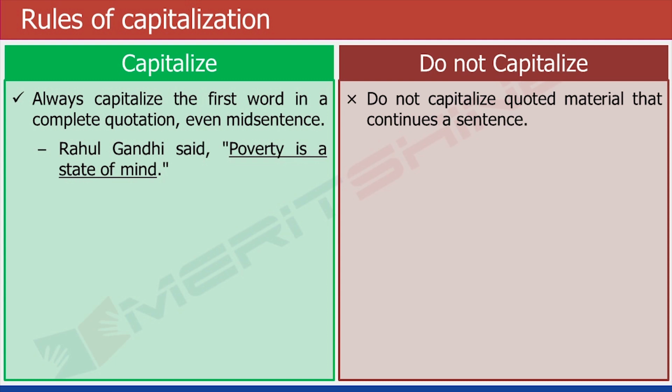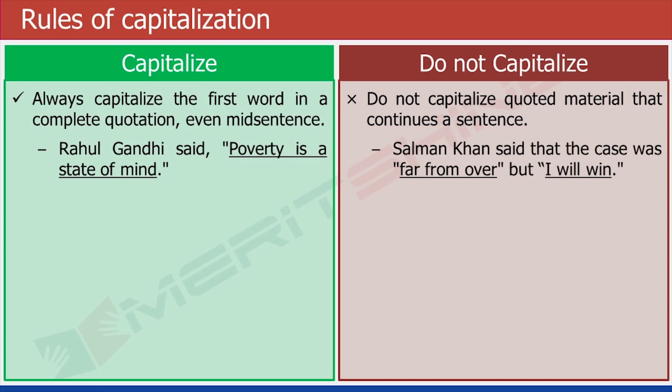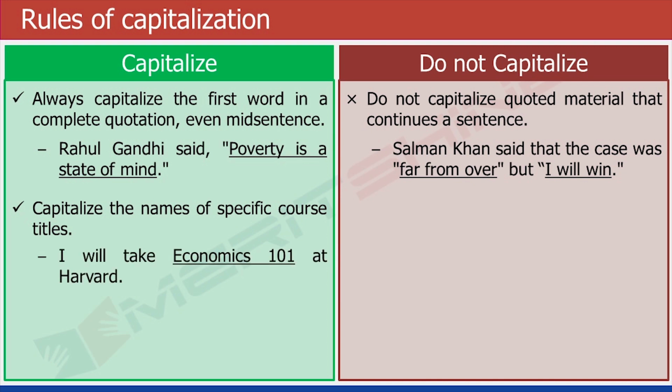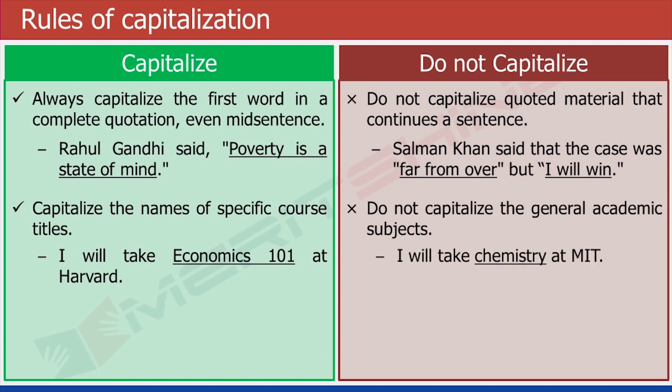But we do not capitalize quoted material that comes in as a continuation in a sentence. Salman Khan said that the case was far from over, but "I will win." Let us now see the rules of capitalization for the names of subjects. We should capitalize the names of specific course titles but not general academic subjects. For example, in this sentence, I will take Economics 101 at Harvard. Here the course name Economics 101 is capitalized. I will take chemistry at MIT. Chemistry, being a study stream or discipline, is not capitalized.